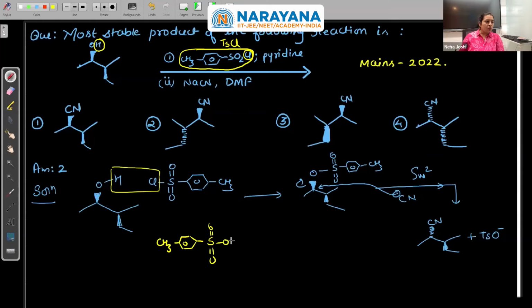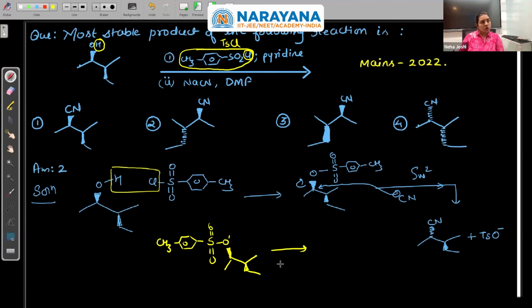SO2, right? And this thing will remain on wedge. That we have to take care, that I don't want to change anything, because the reaction is not at the chiral center. This was on wedge, this is on wedge. So tosylate is formed. Okay, we have got tosylate.